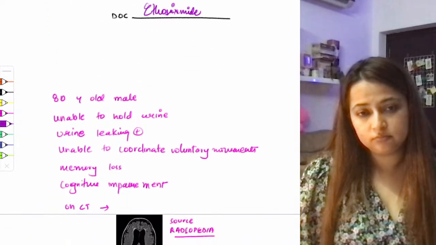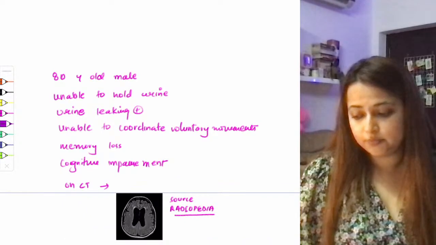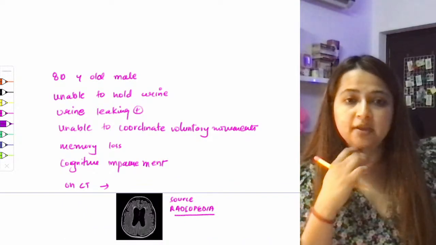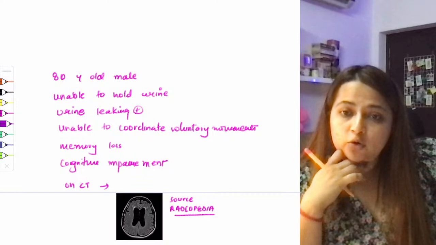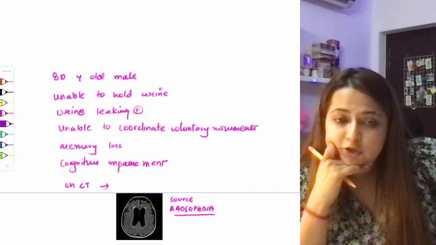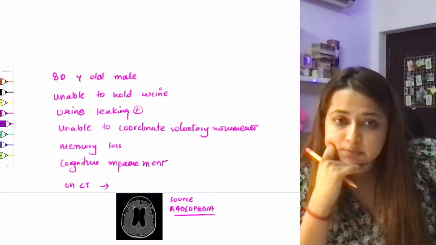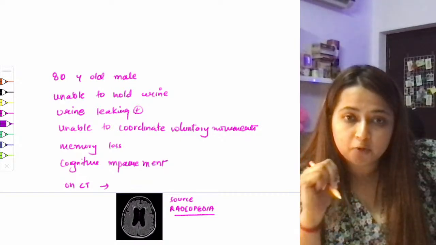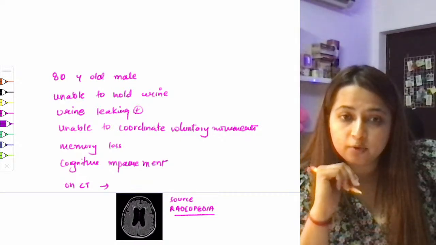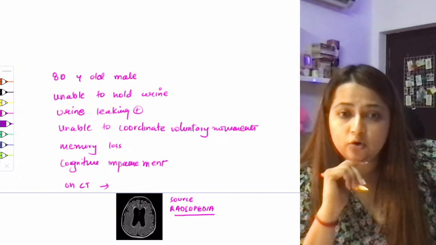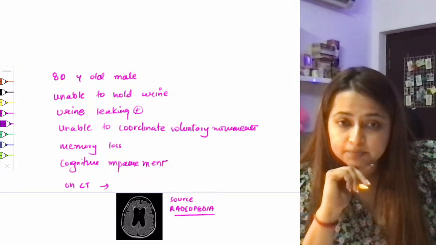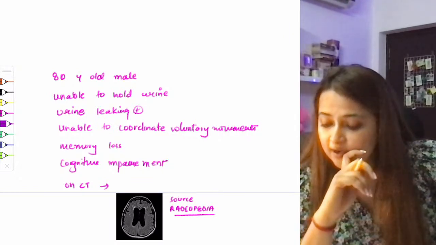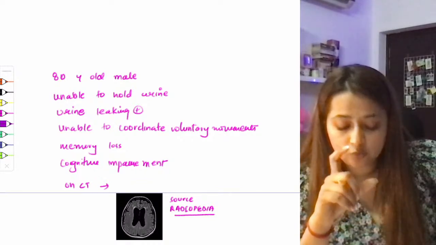Moving on. Look at this. So we have an 80-year-old male who is unable to hold urine. The urine leaking history is present. And the patient is also not able to walk properly, is unable to coordinate the voluntary movements. There is memory loss, cognitive impairment is there. And when you get the CT scan done, you have this neuroimaging.